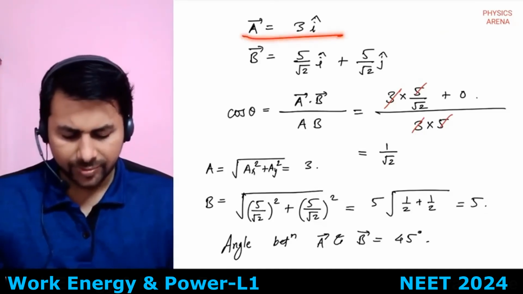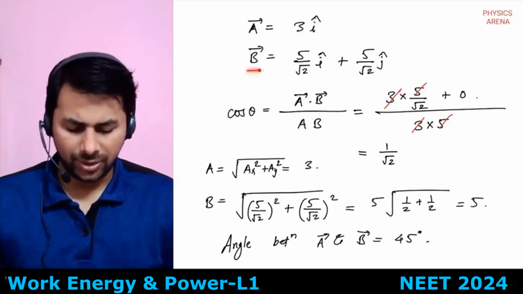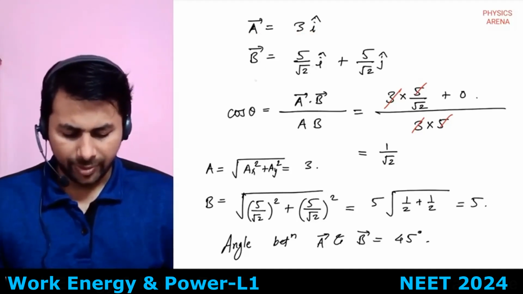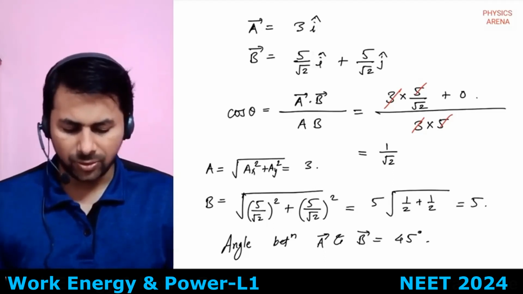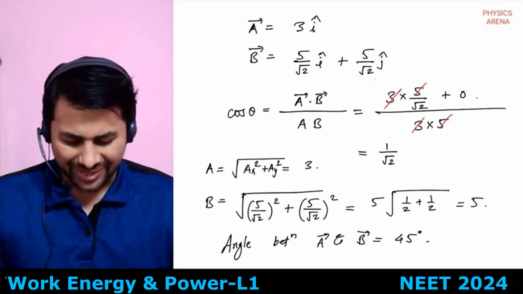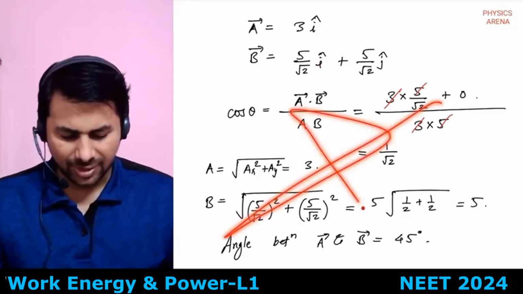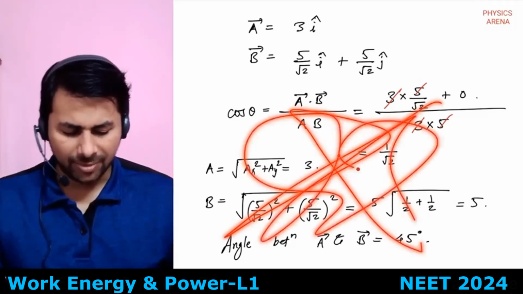So you have one vector, a bar, which is 3 i cap, and you have another vector which is 5 upon root 2 i cap plus 5 upon root 2 j cap. Now, without looking at this, can you tell me what should be the angle between these two?